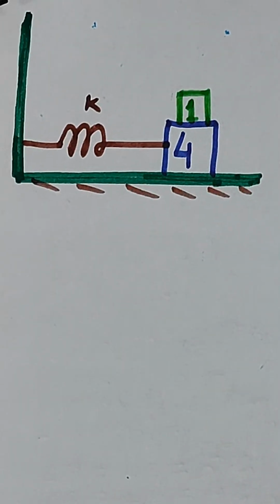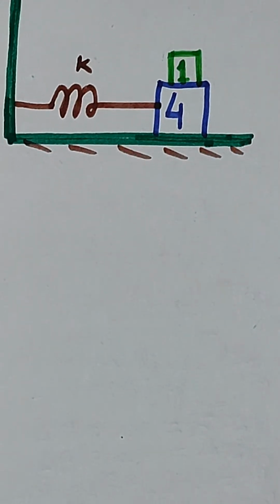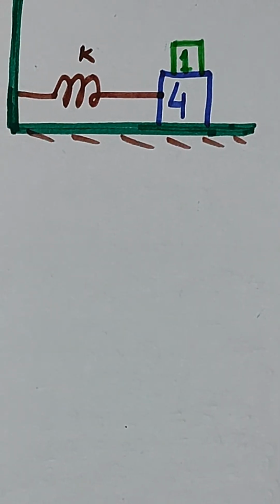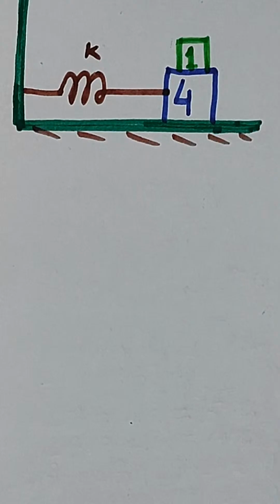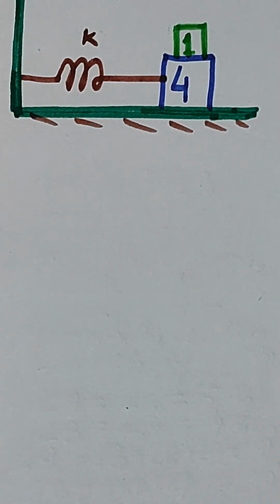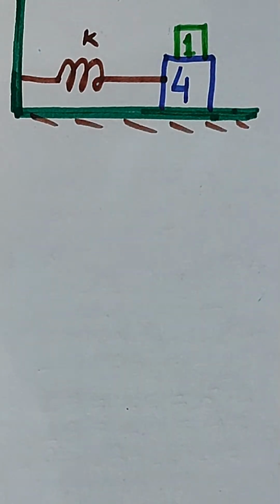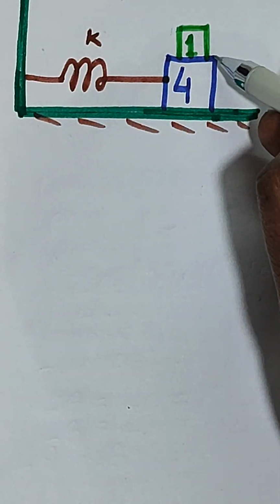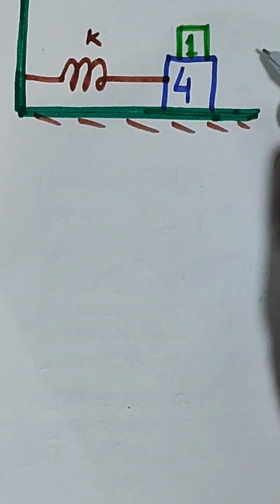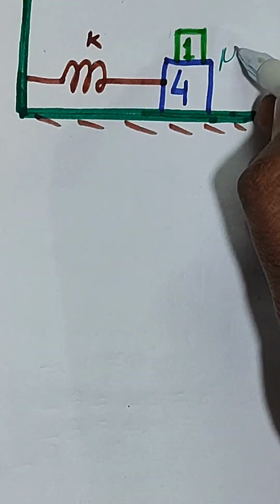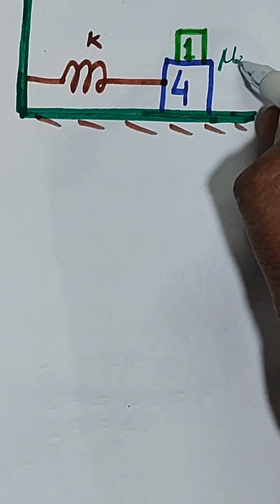So today we have taken this question where two masses are given to you, one kept upon another. One is of 4 kg, another is of 1 kg. The question is that the coefficient of friction between these two blocks is given to you as mu. So here we have mu as the coefficient of friction.